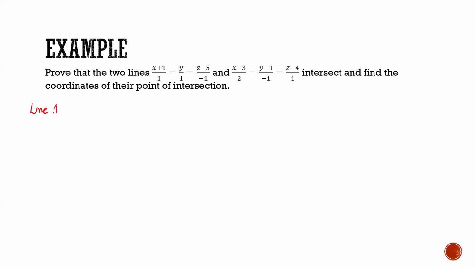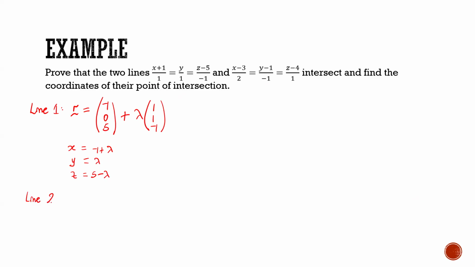You see that for the first line, we'll start by writing it in vector form. The point on the line is (-1, 0, 5) from the numerators, and the direction of the line is (1, 1, -1). So in parametric form, this would be x is equal to -1 plus lambda, y is equal to lambda, and z is equal to 5 minus lambda.